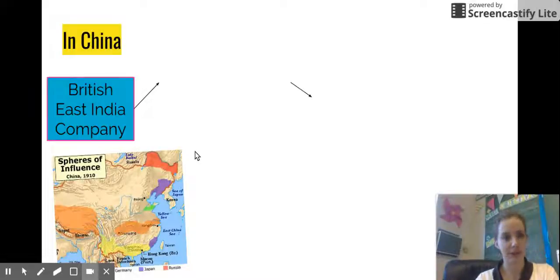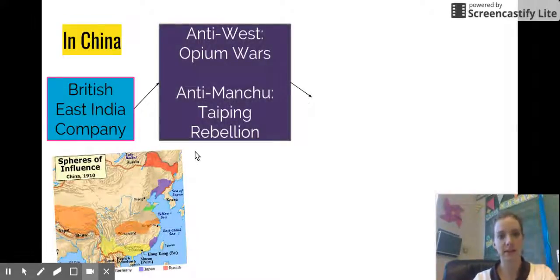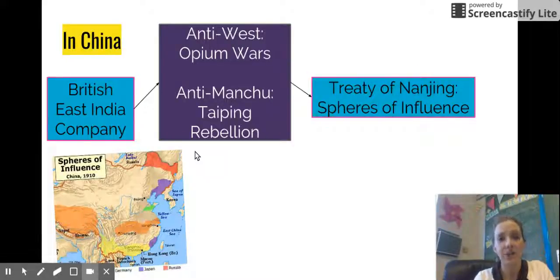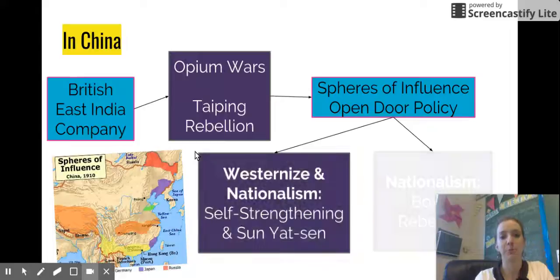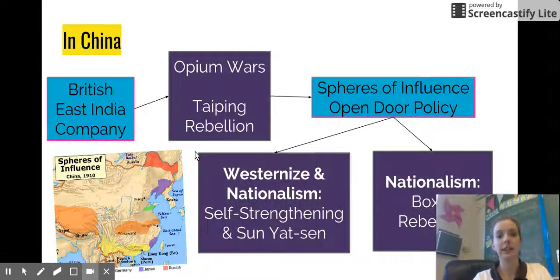Similarly, in China, British East India comes in. Then you have two responses. You've got the Opium Wars that are against the West by the Qing government, and then the anti-Qing government, who are also foreigners. If you remember, the Qing are actually Manchu. So an anti-Qing rebellion in the form of the Taiping. That's followed by a treaty which only strengthens the influence of European powers over China, and then followed by, speeding forward, two responses. Self-strengthening, let's become more industrial, or nationalism, let's kick them out. So again, this pattern applies to multiple different countries. Hopefully you can see that in those two examples.